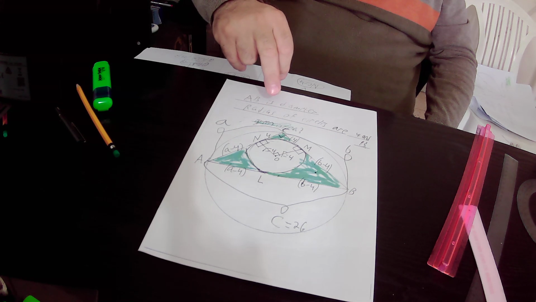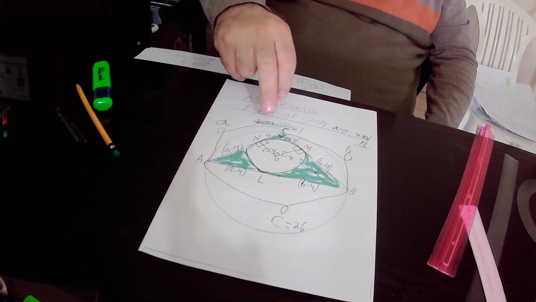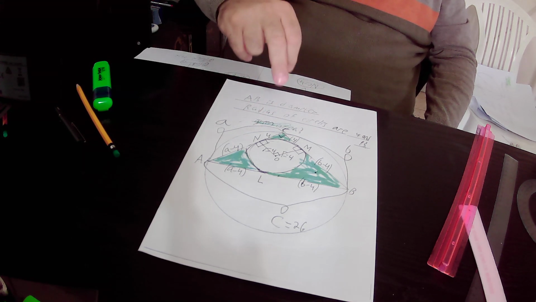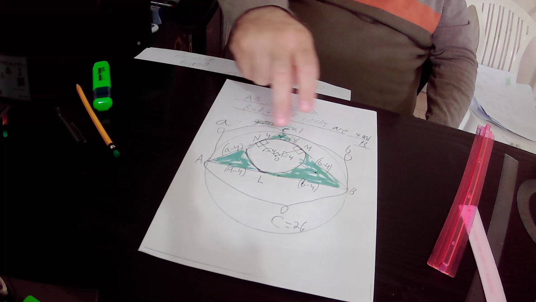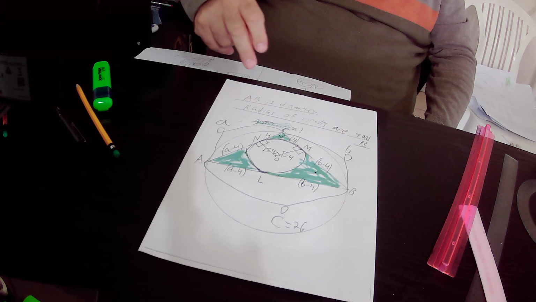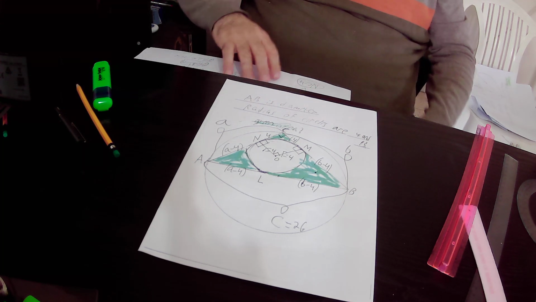We know that the radius of the big circle equals 13 units and the radius of the small circle equals 4 units. We also know that AB is the diameter of the big circle, and we want to find out the blue area.